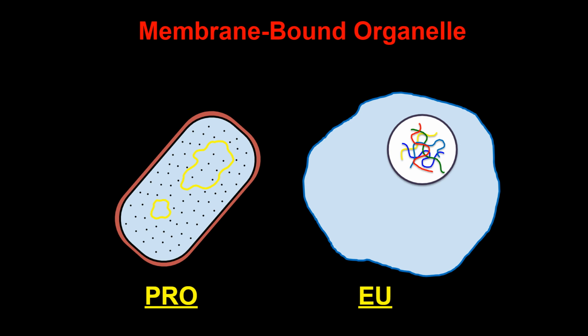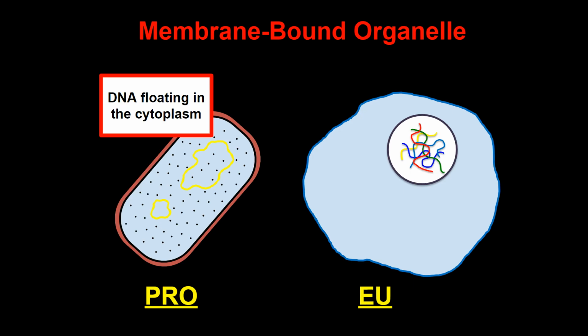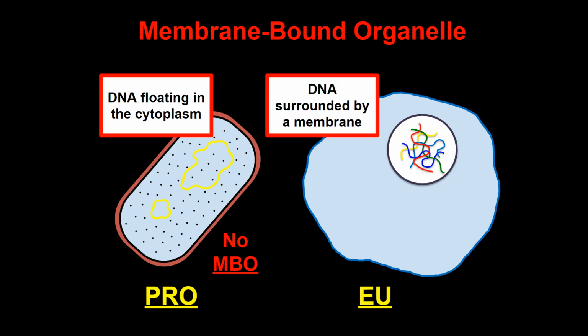So here's an example of a membrane-bound organelle. In this prokaryote, the DNA is just floating in the cytoplasm. It is not surrounded by its own particular membrane, not the cell membrane, but its own specific membrane. So this is a non-membrane-bound organelle. Whereas in a eukaryote, the DNA is surrounded by a membrane that creates the nucleus. So this would represent a membrane-bound organelle. It is a separate membrane surrounding a part of the cell other than the plasma membrane.